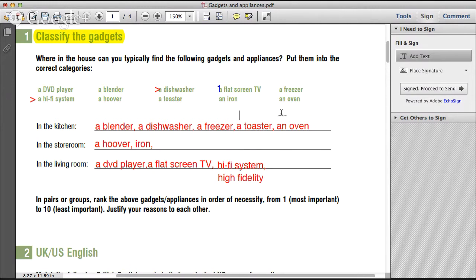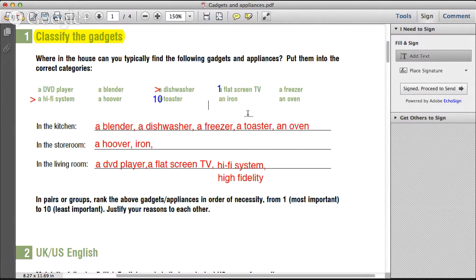A toaster maybe. Okay, a toaster. A toaster is not so important. Okay, a toaster is least important for Ismail. And why would a toaster be least important for you? I can live without eating a toast, actually. Okay, or maybe I can find another method to make a toast in the kitchen.